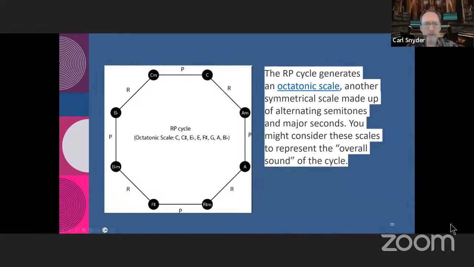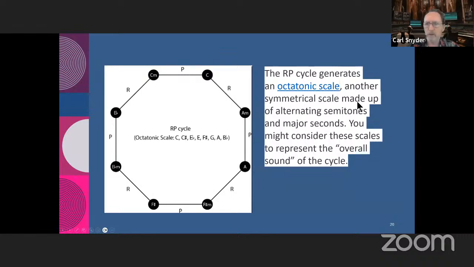Now, the other kind of scale we're going to be forced to talk about is the octatonic scale. Conveniently, the RP cycle spells it out for us. So C, relative, A minor, parallel takes us back to the major, relative takes us to F sharp minor, parallel makes it major, relative makes it E flat minor, parallel makes it E flat major, relative makes it C minor, and parallel we're back to C again. So it's an 8-step cycle spelling out the octatonic scale.